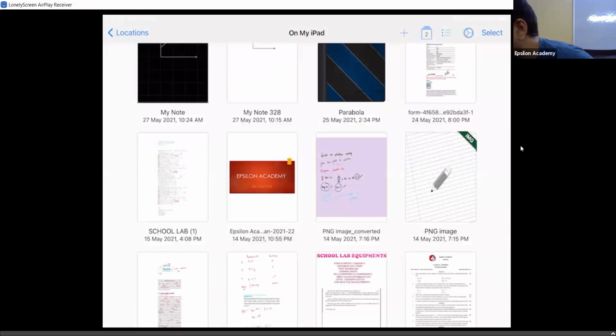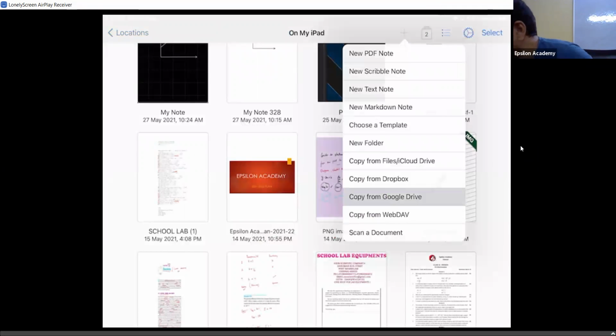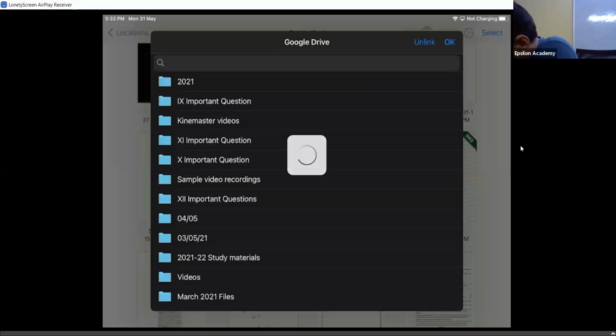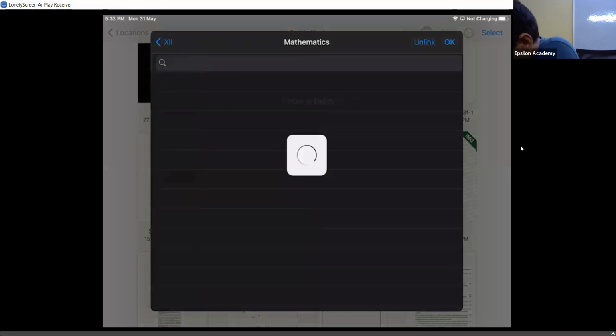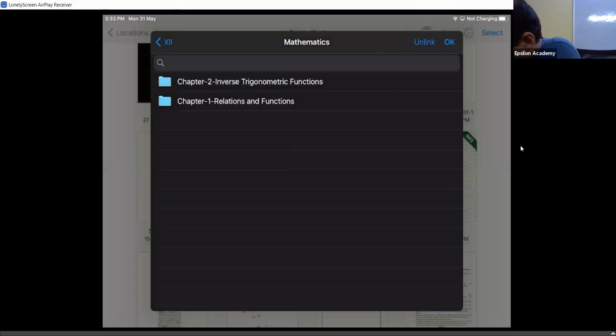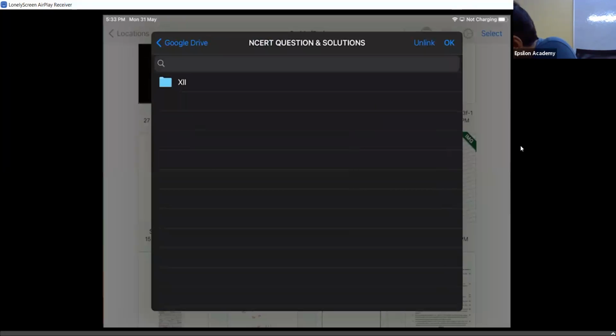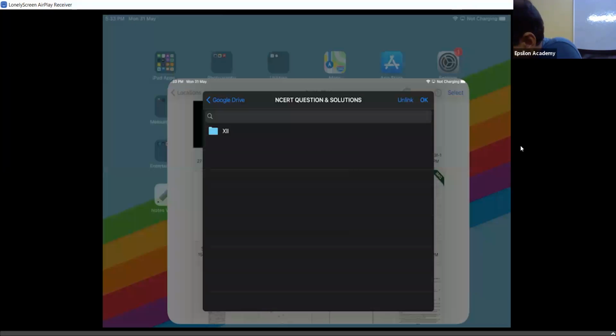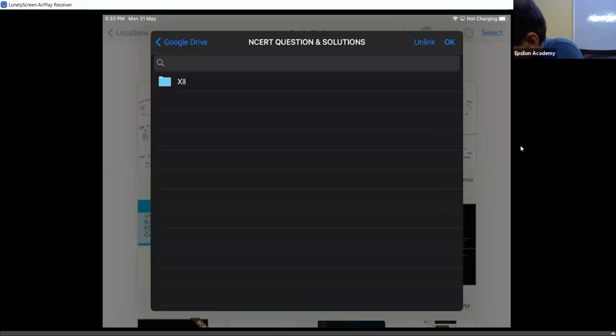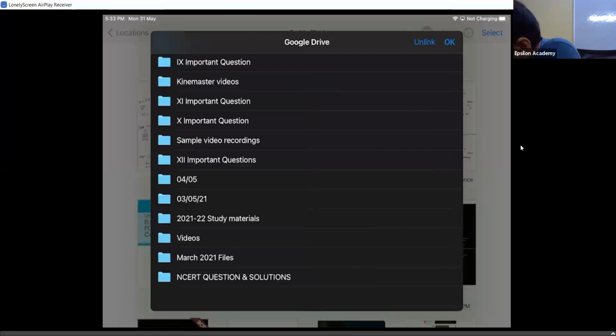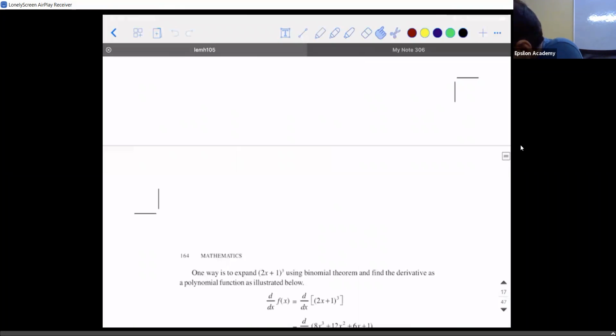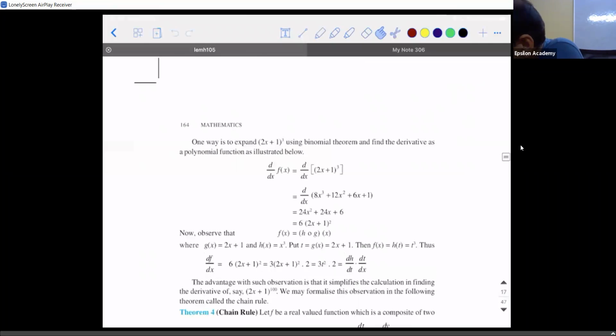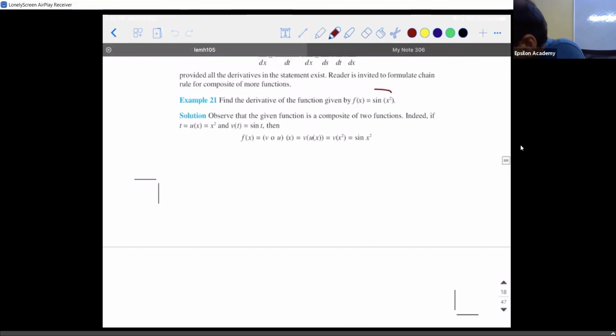Just give me a minute. I'm opening the notes. Okay, here it is. We'll take this. Let's start with this. Find the derivative of the function f of x is equal to sine of x square.